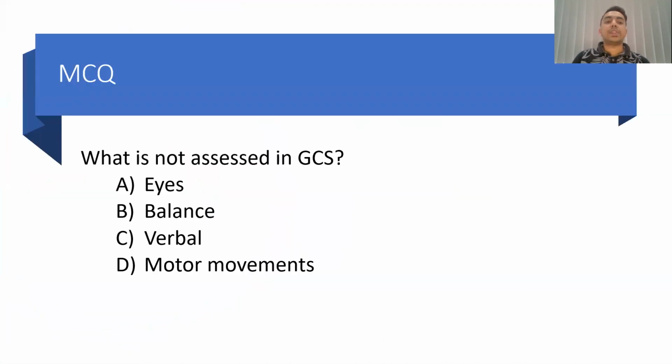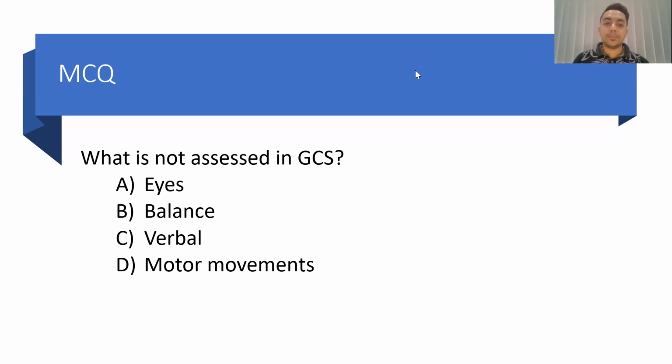Next is another MCQ question. What is not assessed in GCS? Eyes, balance, verbal, or motor movements? Again, you guys can use whatever means to answer the question. I can see that a lot of answers are coming in through the chat.